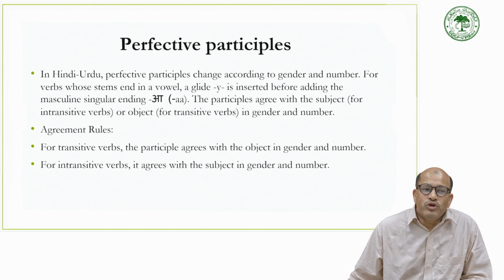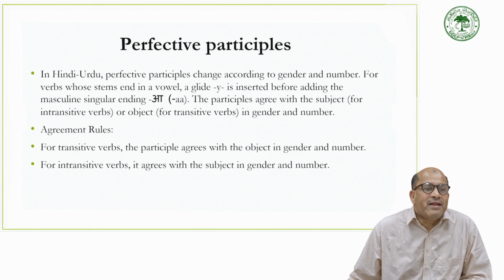For verbs whose stems end in a vowel or a glide, likewise called semi-vowel, y is inserted before adding the masculine singular ending a. The participles agree with the subject for intransitive verb or object for transitive verb in gender and number. So as I said, transitive always takes object, so it agrees with that object. And the agreement rules are, for transitive verbs, the participle agrees with the object in gender and number. For intransitive verb, it agrees with the subject in gender and number.